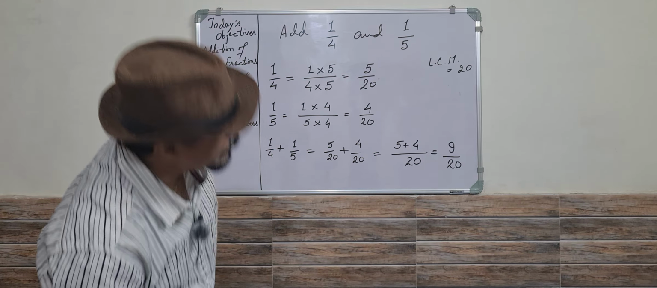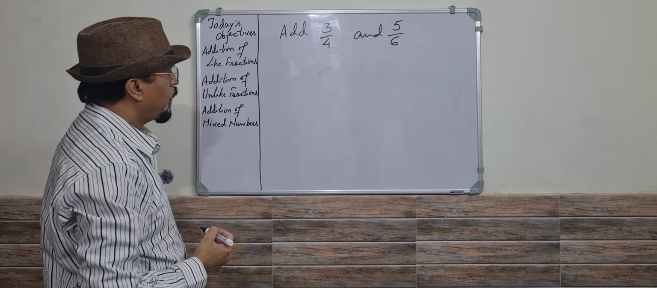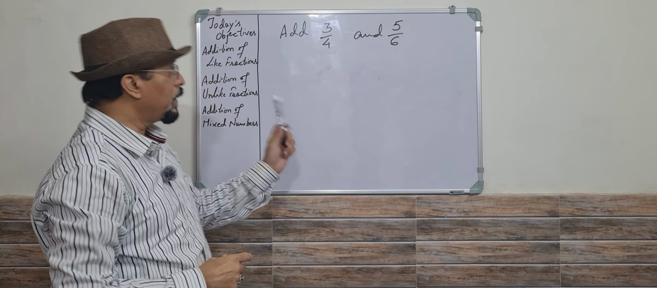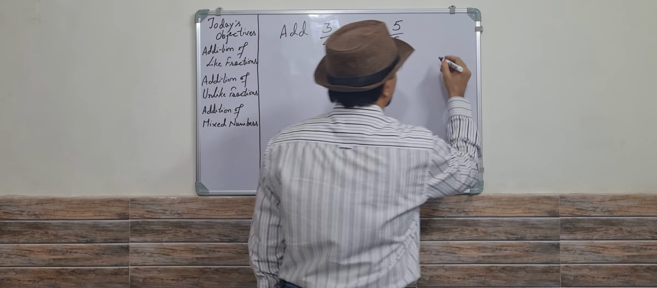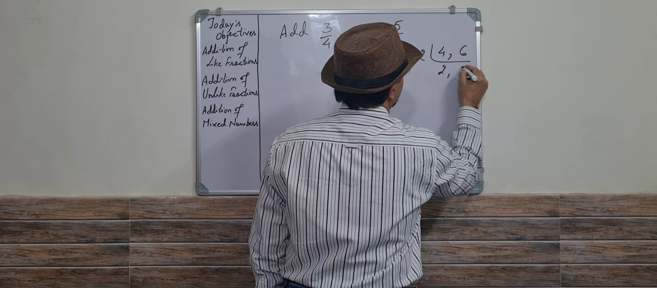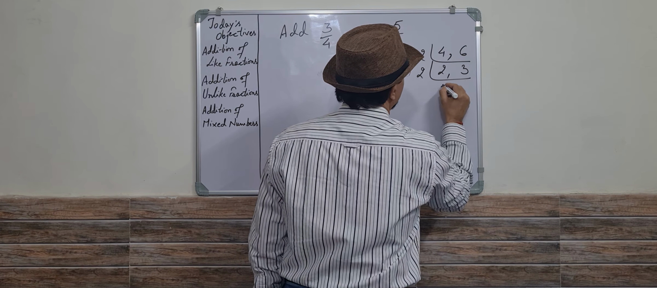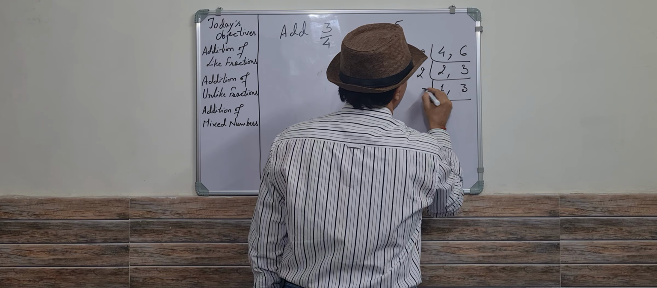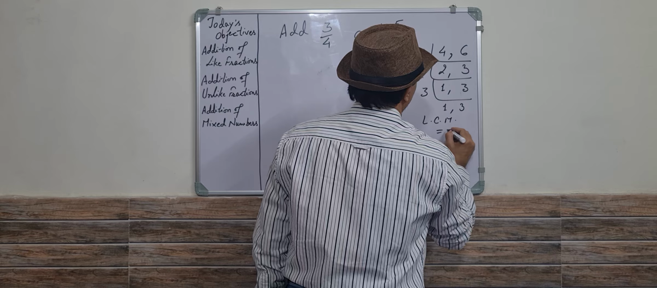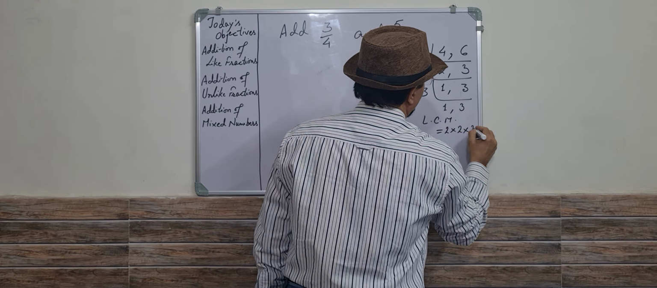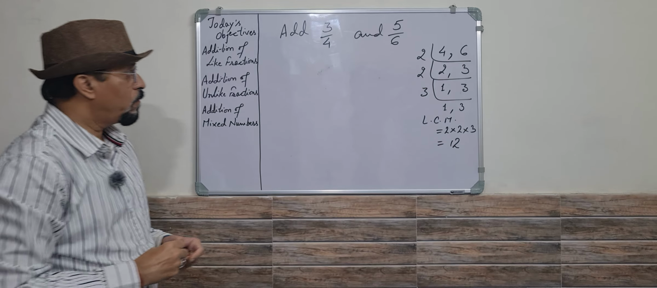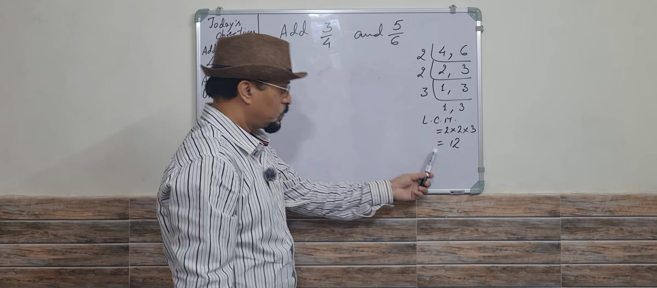Let's take another example. Now if I have to add these two unlike fractions, again I need to take the LCM of the denominators because the denominators are not the same. I'll take the LCM. 2 into 2 into 3, LCM is 12. So I have got the LCM of 4 and 6 as 12.